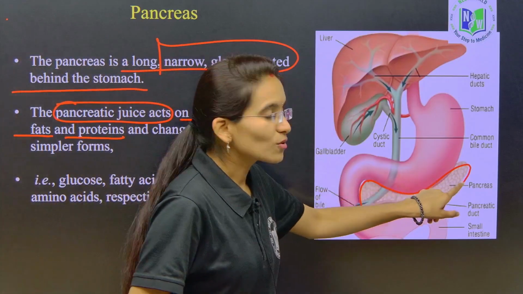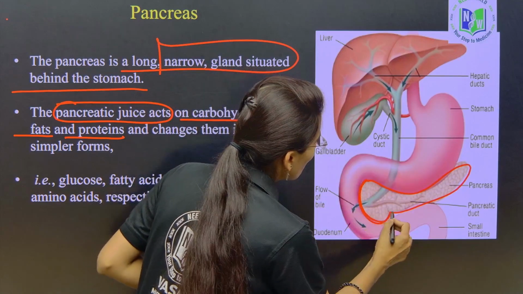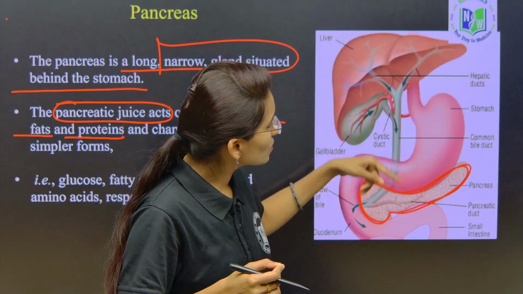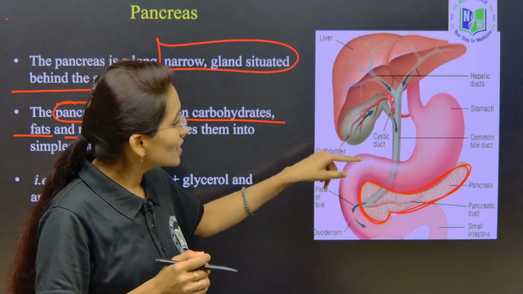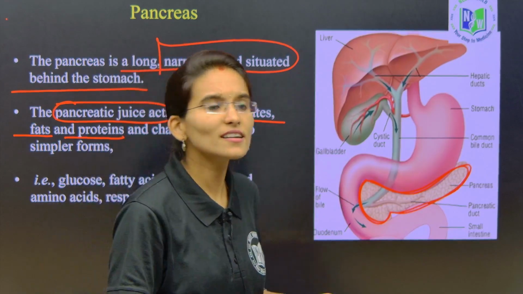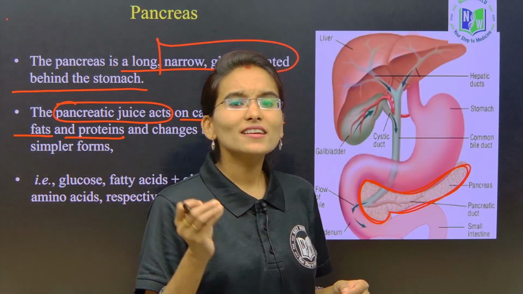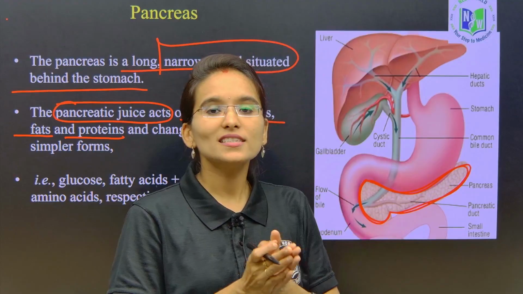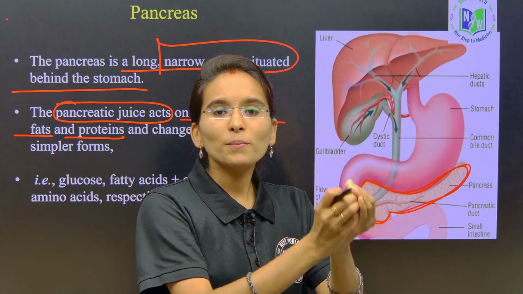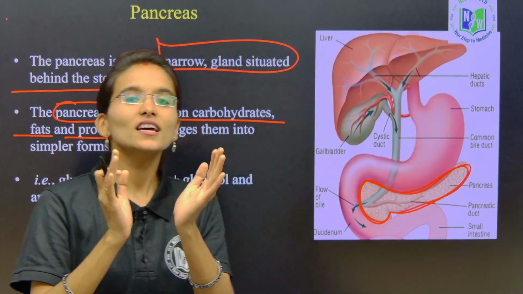Can you see the pancreas, my dear students? This is the pancreas, a narrow leaf shaped gland situated behind the stomach, and it secretes the pancreatic juice, which mainly acts on nutrients like carbohydrates, fats and proteins. When the pancreatic juice acts on the carbohydrates, proteins and fats, what is it going to do, my dear students? It is going to convert the complex nutrients into simpler forms.